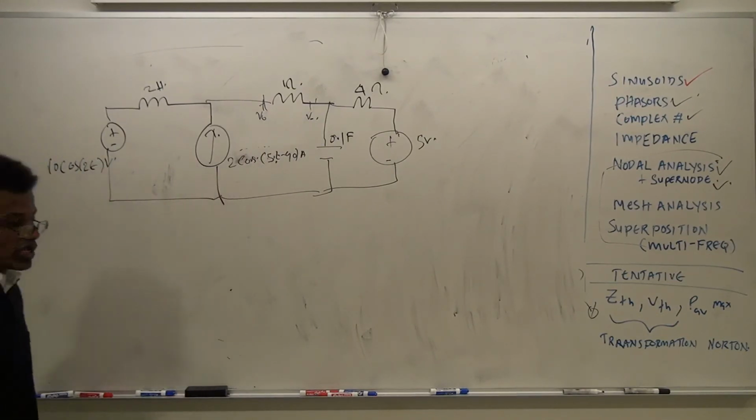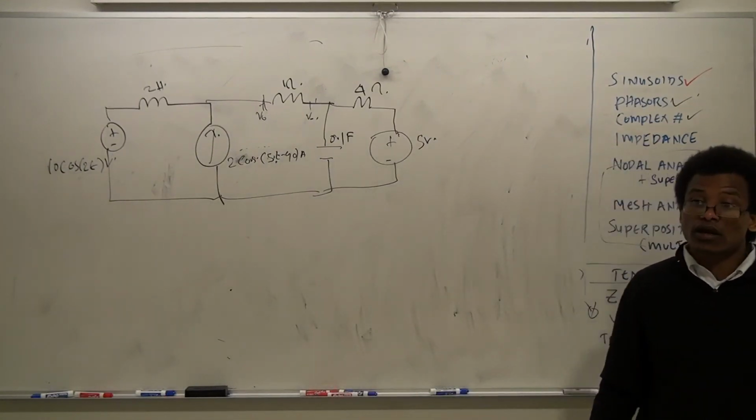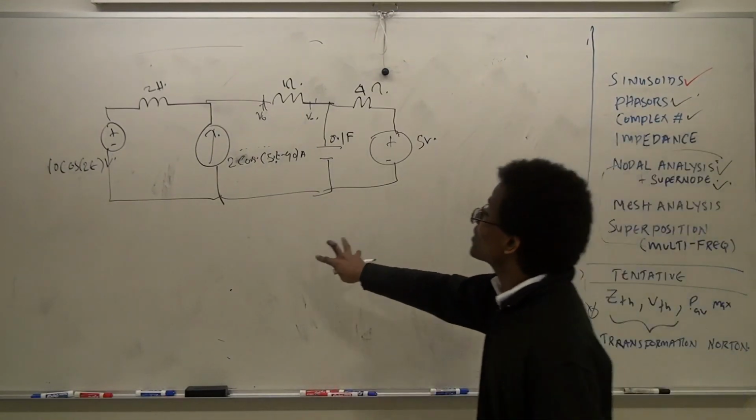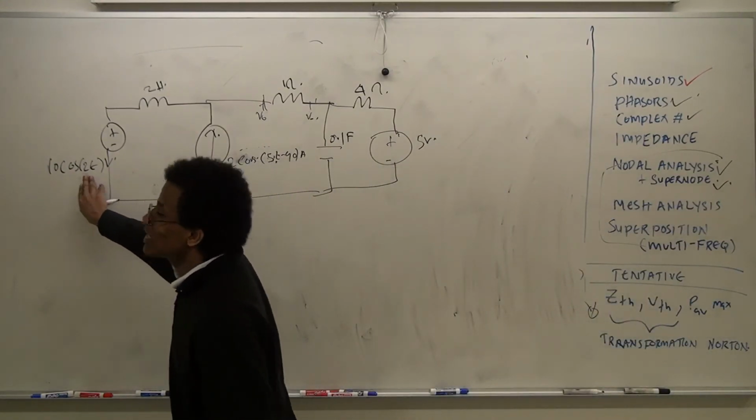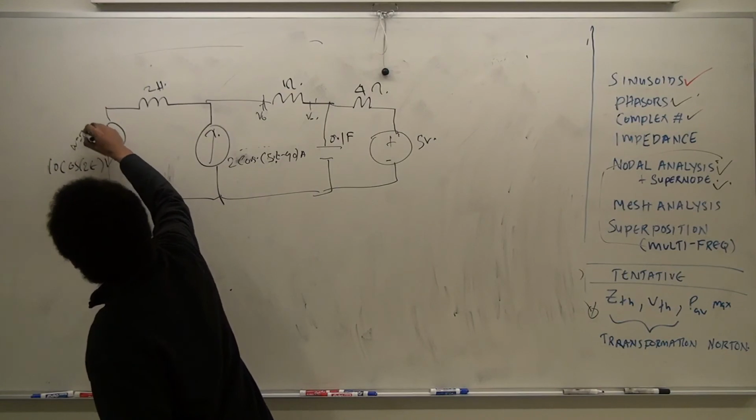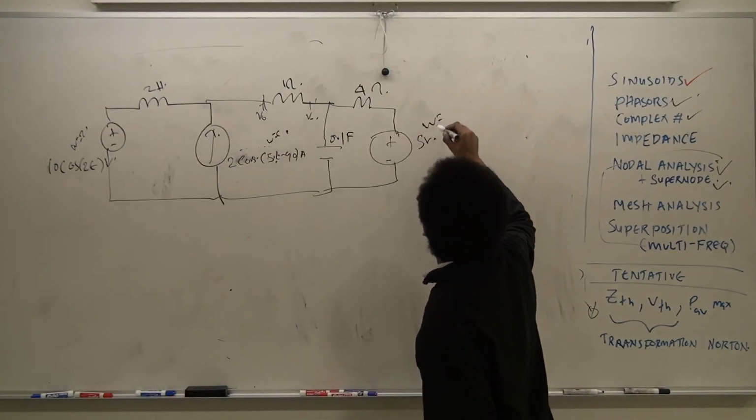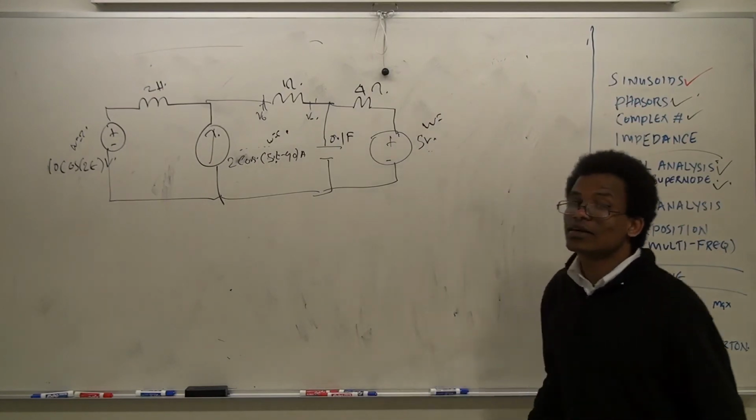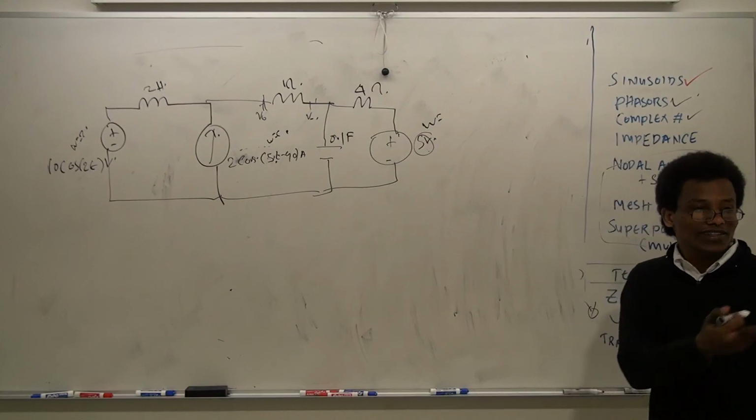But there's still something else wrong with this circuit. I want you guys just to look at it and tell me what's wrong with this circuit. Do these have different frequencies? Excellent. This circuit is operating under multiple frequencies. We have omega equal 2 here, omega equal 5 here. And what is omega for the 5 volts? Zero. This is DC.